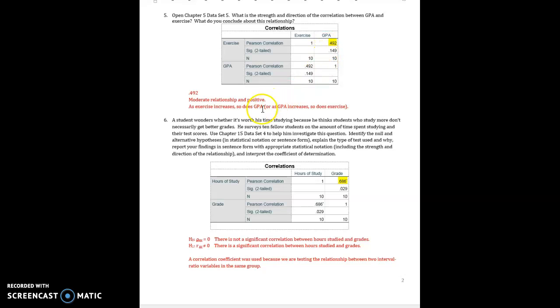For our conclusion, then, we can say, because it's positive, as one variable increases, so does the other. Remember, positive correlations are when variables move in the same direction. As both go up, or as one goes up, the other goes up as well, right? So one way to interpret this is as exercise increases, GPA increases as well.